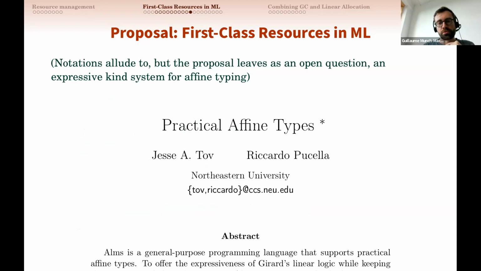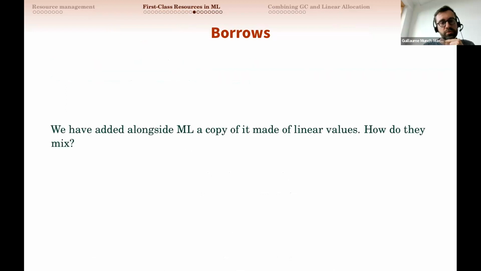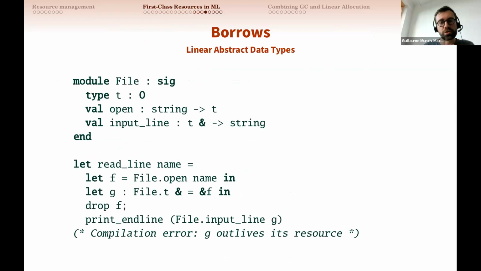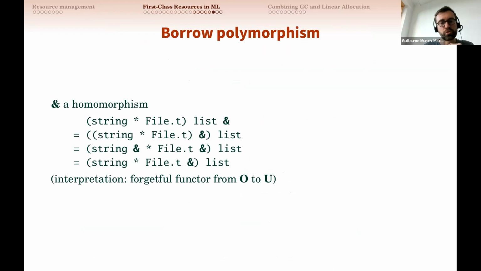I don't talk about the typing. The notations are inspired by the brilliant work of Jesse Tov and Riccardo Pucella about having a practical type system for affine types. Since mine is ordered but still affine at the level of typing, this is a valid source of inspiration in terms of type system. I'd like to skip the notion of borrowing for lack of time. There is a notion of polymorphism of borrow, which is important.